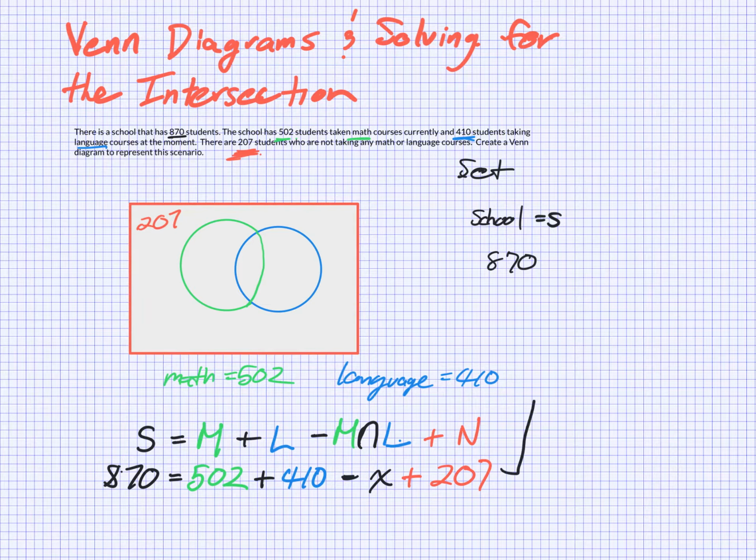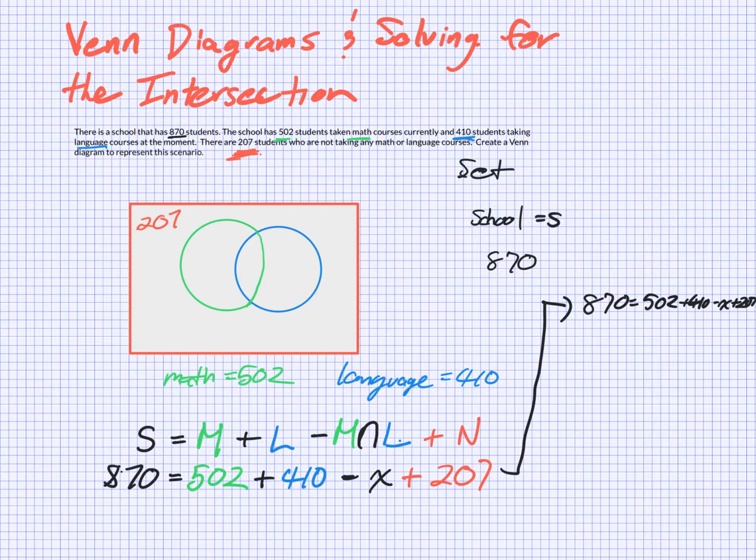So I'm going to take this, and we're going to isolate for X over here. In order to do that, I'll rewrite it all in black. 870 is equal to 502 plus 410 minus X plus 207. Sorry, I ran out of room.